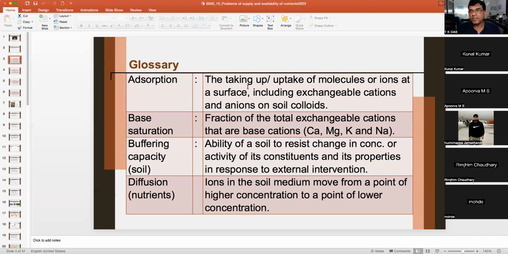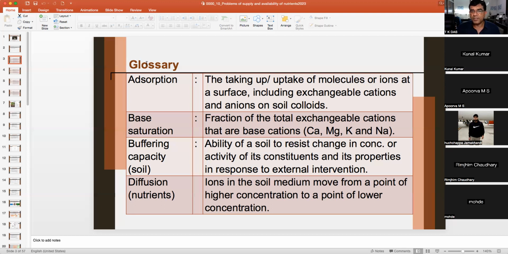One buffering capacity is with respect to soil, the overall buffering capacity of the soil, and one buffering capacity is with respect to supply of nutrients from different sources to the soil solution. That is also buffering the soil solution. So here you see what is buffering capacity of soil.